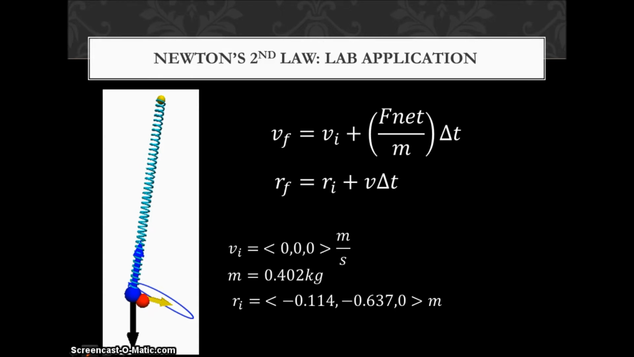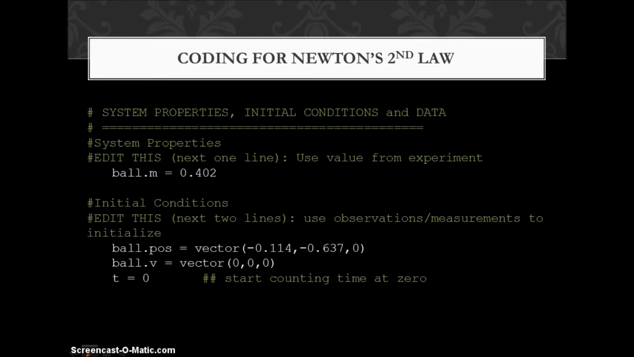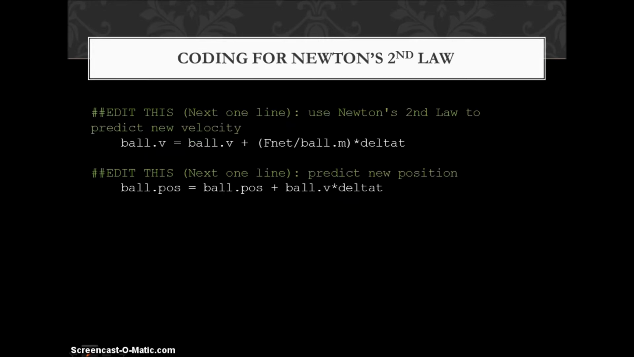In this lab, the mass of the spring system was 0.402 kilograms, with the zero vector as the initial velocity, and a position in the third quadrant of the coordinate axes set in Tracker. Applying this to our VPython code, you can see that the mass of the ball, the initial positions and velocity, as well as the starting time are accounted for. These two lines of code can be found within the while loop of the code, as they are constantly updating the velocity and position of the spring with increasing time.